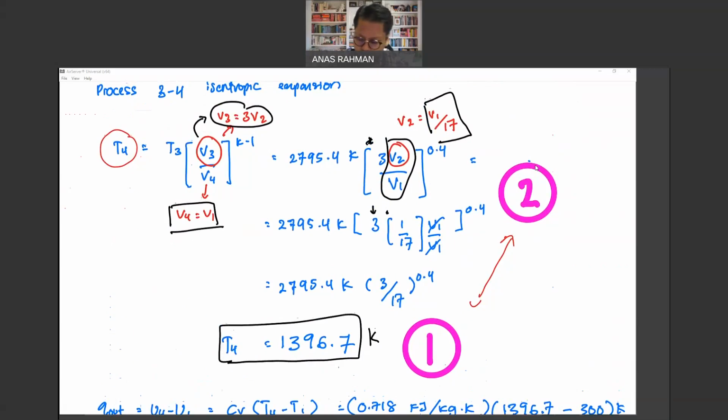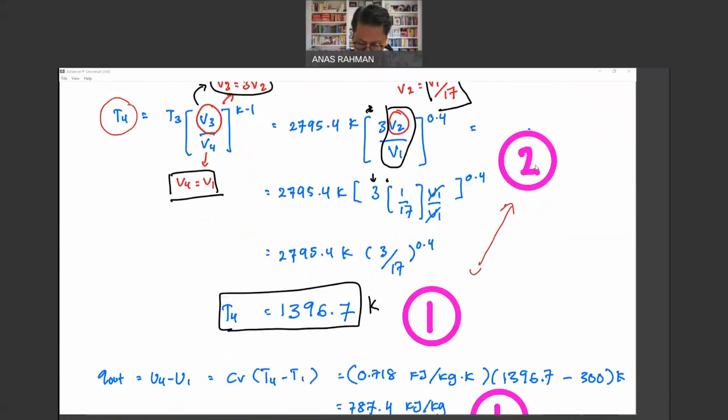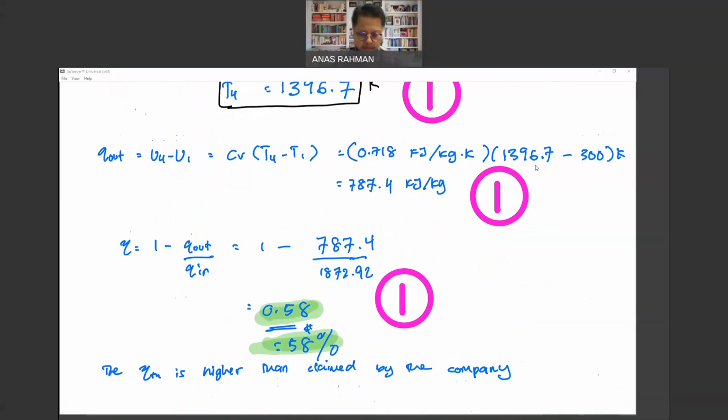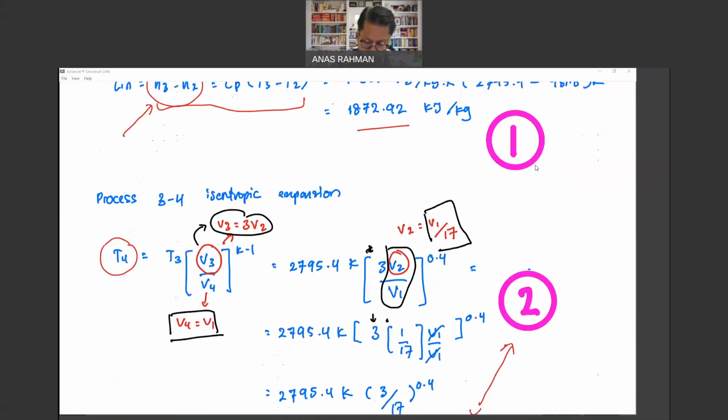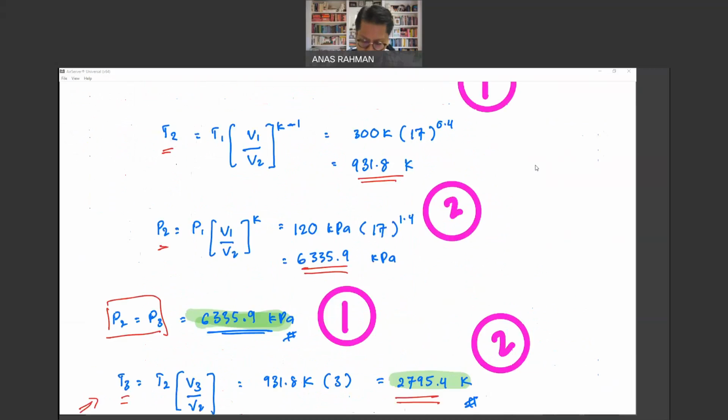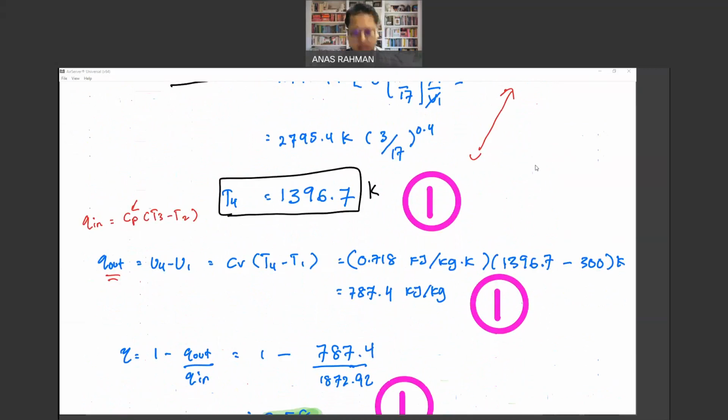Okay. So let's proceed. Next, we can find Q out. Again, be careful, guys. Q in is equal to CP (T3 minus T2). CP because it is a constant pressure process. Q out, we go back quickly. Q out is a constant volume process. Constant volume, constant pressure. So make sure you understand when to use that particular equation.